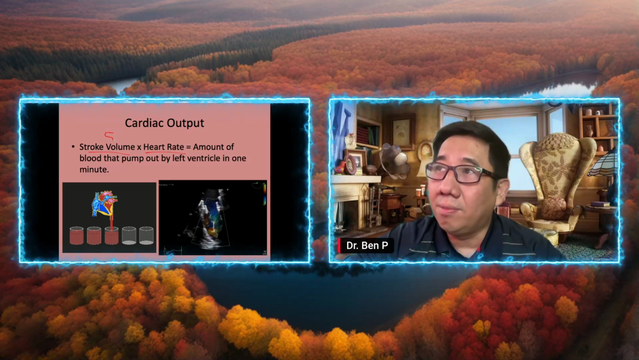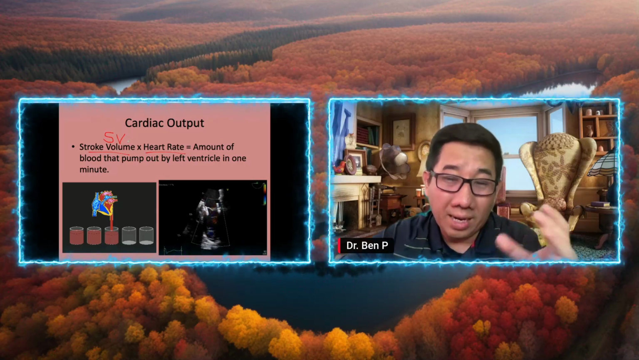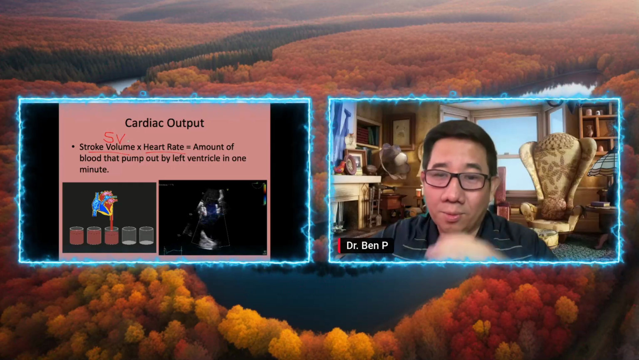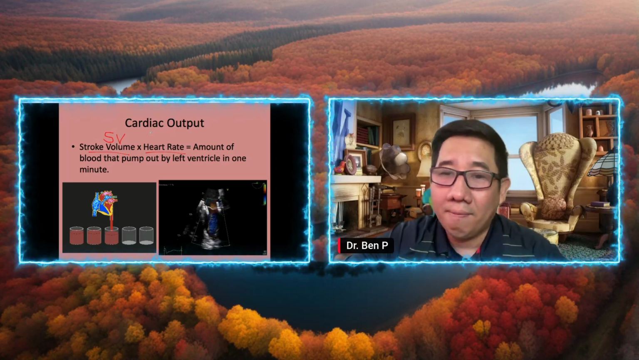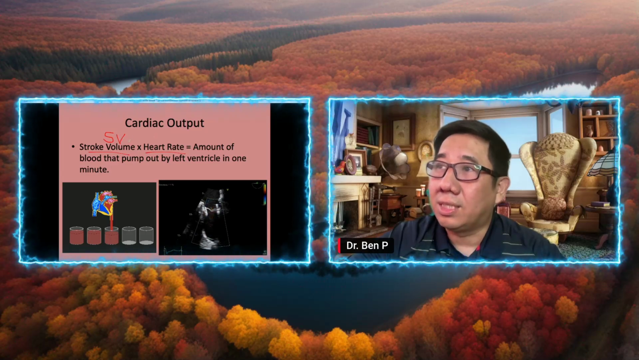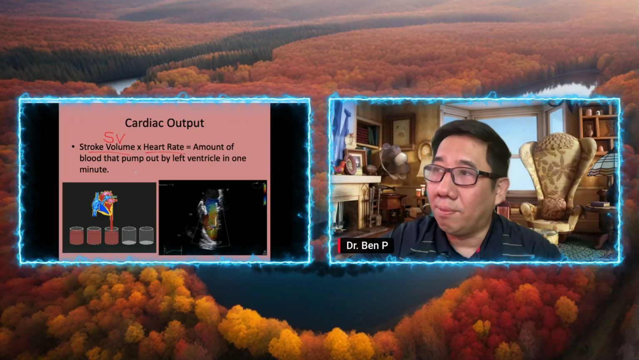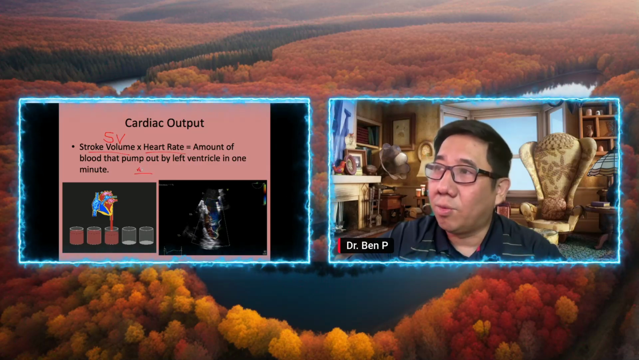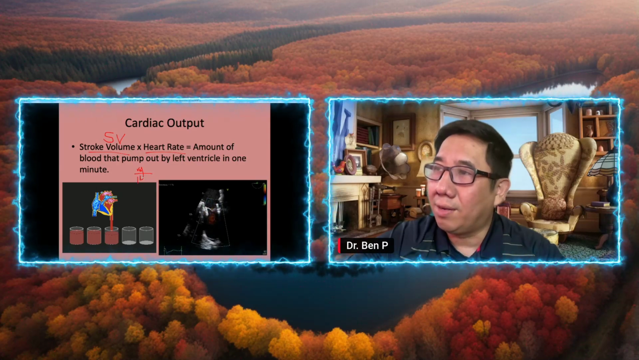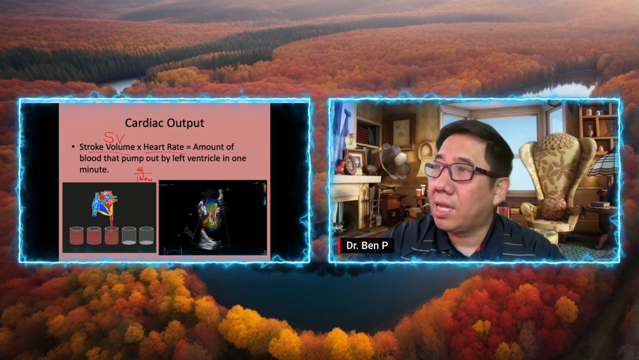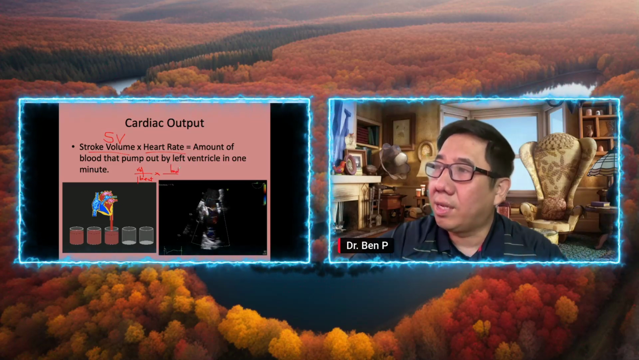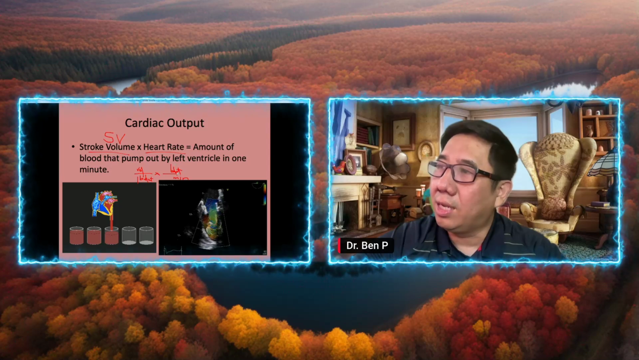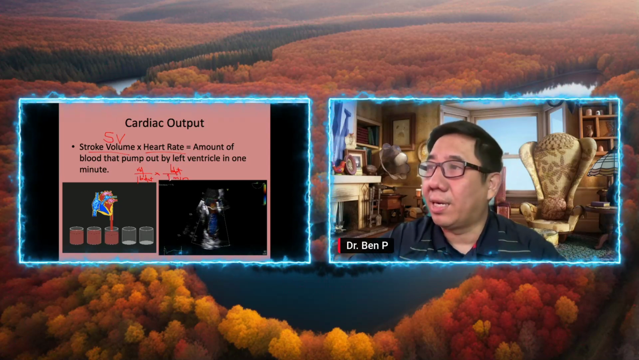So basically, you use the stroke volume, right? That's the amount of blood that can pump out one time when the heart contracts, multiplied by the heart rate. The heart rate is usually measured as beats per minute. So the stroke volume is the amount of blood per one beat, the volume for one beat of your heart, multiplied by the heart rate, which is how many beats you have per 1 minute. The beats cancel each other out, so what you have left is your volume per that 1 minute.